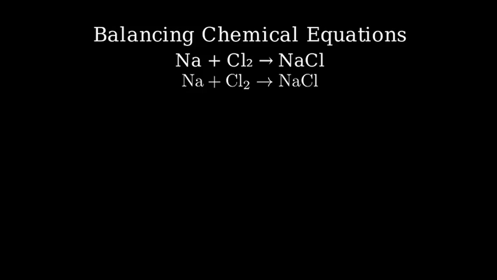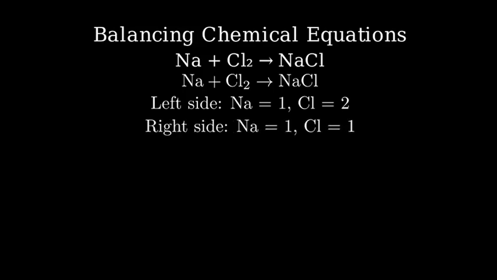Now, let's count the number of atoms on each side of the equation. On the left side, we have one sodium atom and two chlorine atoms. On the right side, we have one sodium atom and one chlorine atom. We can see that the chlorine atoms are not balanced. To fix this, we'll add a coefficient of 2 in front of NaCl on the right side of the equation.